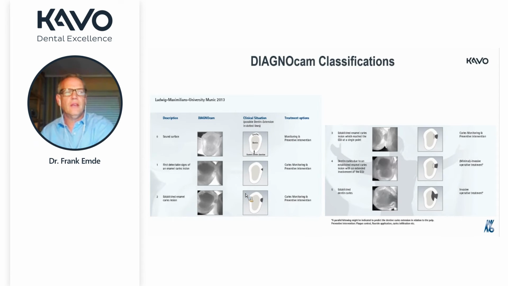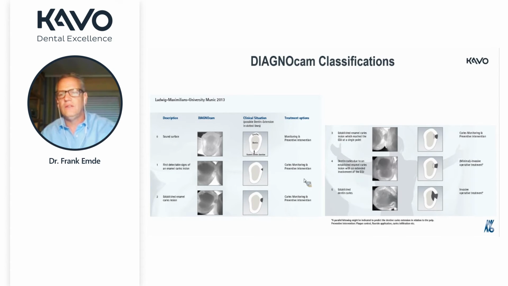When we use the Diagnostic, it might be interesting what classifications we can get out of it. This is based on a study from the University of Munich from 2013. If you buy a Diagnostic, this is also included. I would like to point out two things. Most important is the difference between enamel and dentin caries. There is a point when the lesion has touched the dentin enamel junction. This is most important. Then we know that there is something in the dentin. Otherwise, we know there's something in the enamel.